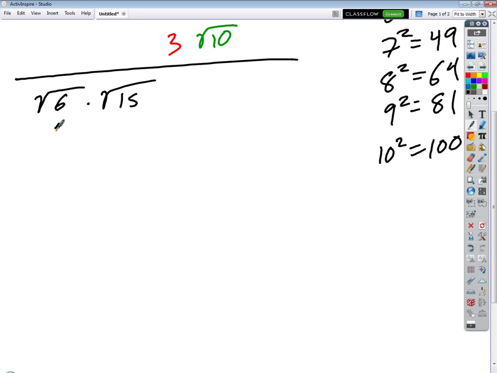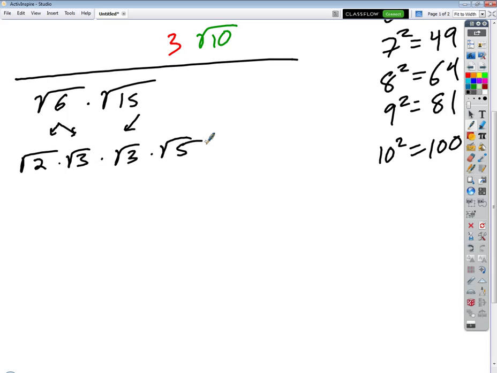But look what we could do with this. I just want you to see that this is also a way that works. 6 could be factored into what? 2 and 3. Neither one of those are perfect squares. But I could write this as the square root of 2 times the square root of 3. 15 could be factored also. What does that factor into? Square root of 3 times square root of 5. Okay, now do you notice anything there that's useful?